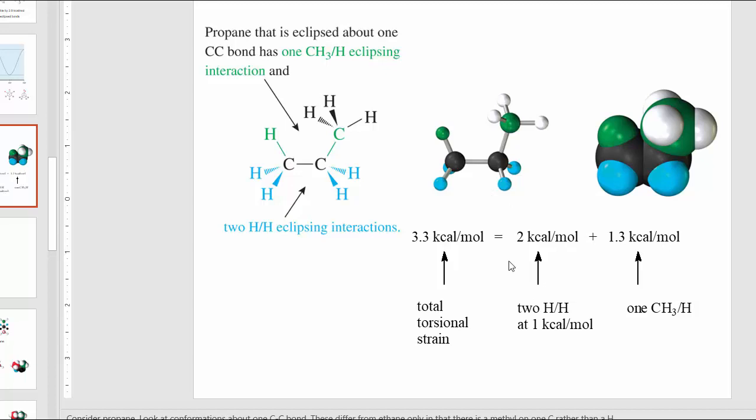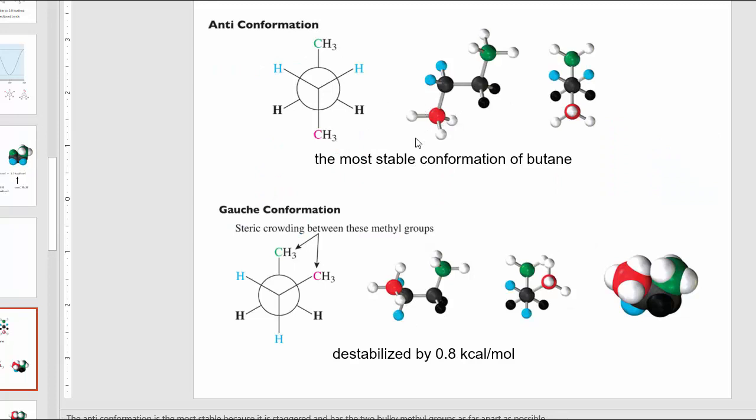Again, with two H's eclipsed, these H's are eclipsing both sets, and that's 2 kcals per mole, and that's 3.3 kcals per mole. Ethane has 3 kcals per mole as the highest energy interaction. With butane, there's an enormous difference in energy, relatively speaking, between the most stable version, where everything is staggered entirely, and the two methyls are opposing each other, anti to each other.